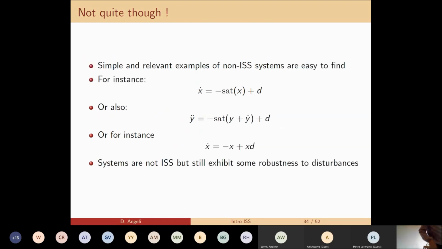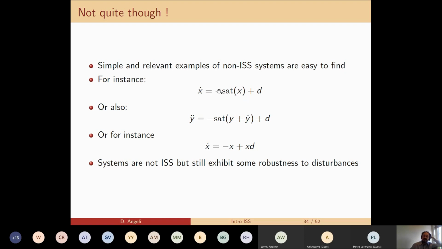So these examples instead are meant to show that, well, everything is ISS, but perhaps not quite in a sense. These are very simple counterexamples, but also quite significant, I would say, for applications. If you think of the system x dot equals minus saturation of x plus d, this saturation, of course, has a limited range, and therefore the disturbance here, if it's sufficiently big, can overcome whatever bound the saturation gives, and so can steer the state of the system to infinity. And that violates, of course, input to state stability, even though for d equals 0, this system is very well behaved: it's just globally asymptotically stable at the origin.